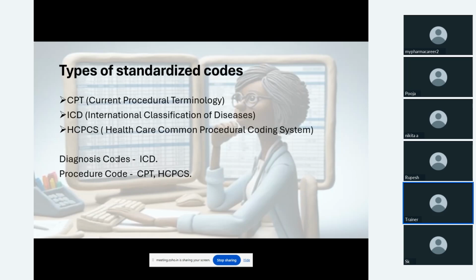There are different types of standardized code. There is CPT, current procedural terminology. Procedural means there will be a procedure, which the provider or doctor has done. Then ICD, International Classification of Disease. This ICD is related to the diagnosis. Whatever the doctor has diagnosed, you have to give an ICD code for that particular scenario.